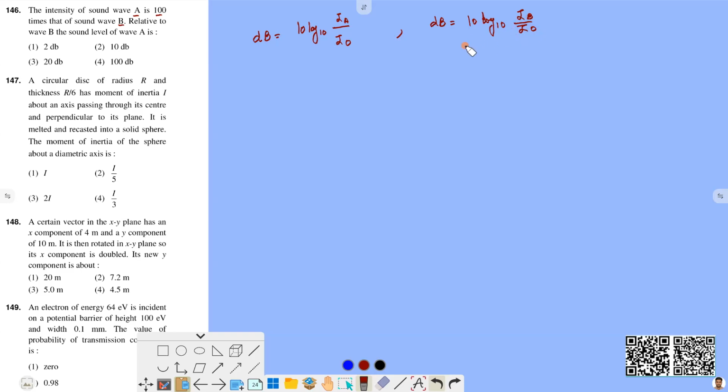And from this, if we divide both of these, oh sorry, we have to find out relative intensity. So for relative intensity, we can directly write that dB will be equal to 10 log 10 of IA divided by IB. That we can directly write, and this will become 10 log 10, and the relative intensity is 100, so here we will have 100, that will be 10 into 2, that will be 20.